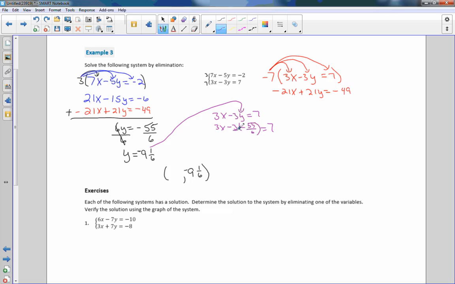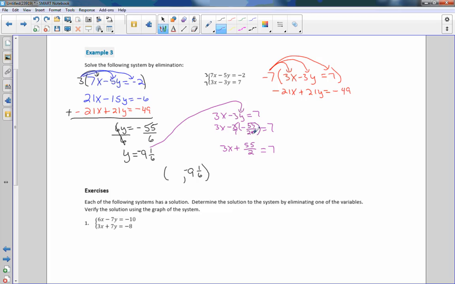Okay, so now I'm going to multiply all of this by 2 because I don't like fractions. And I'm going to get 6x plus 55 equals 2 times 7, which is 14. Subtract 55, and I get 6x equals 55 minus 14 is 41, so it's a negative 41. And I divide by 6, and there is my x.